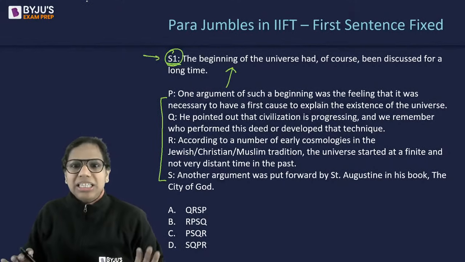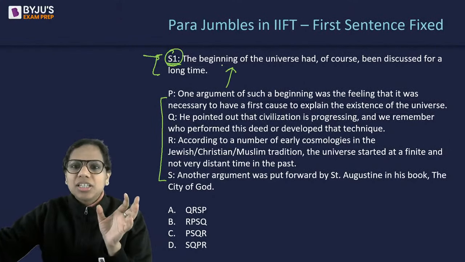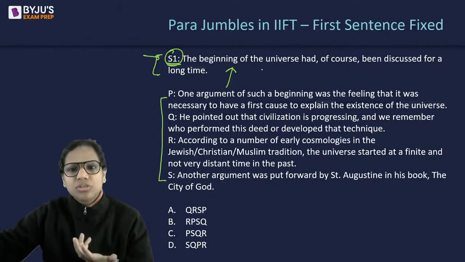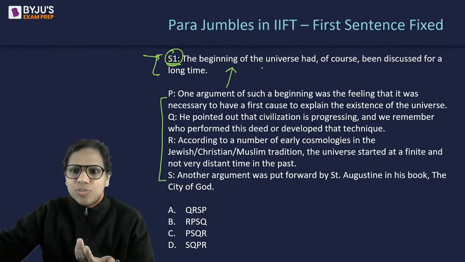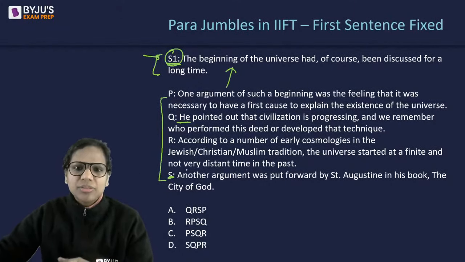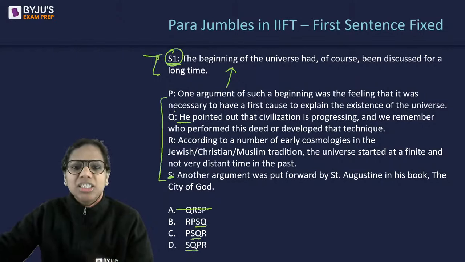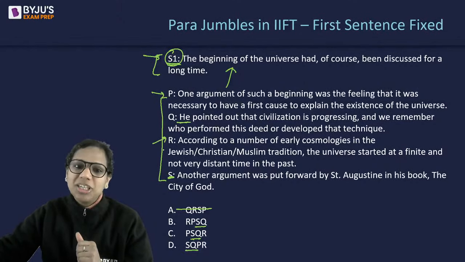The beginning of the universe had, of course, been discussed for a long time, right? So basically, here we are talking about how the universe began. Another thing that I spotted when I read this was that there was an obvious pair, S and Q. So S should come before Q, and basically SQ is a pair, nothing can come in between them, right? So the moment you realize this, you're just able to eliminate A on its basis. Now it comes down to what should come after the first sentence. Should it be P or should it be R?